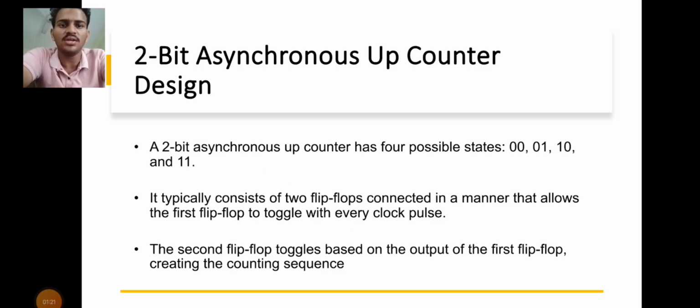2-bit asynchronous upcounter design. A 2-bit asynchronous upcounter has 4 possible states: 00, 01, 10, and 11. It typically consists of 2 flip-flops connected in a manner that allows the first flip-flop to toggle with every clock pulse. The second flip-flop toggles based on the output of the first flip-flop, creating the counting sequence.